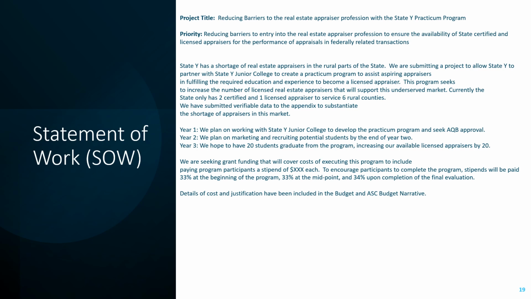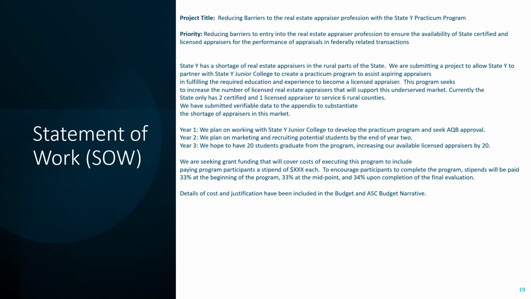I also explained that we are seeking the grant funds to cover all the costs of executing this grant program, to include stipends to each of the students. I also state, in order to encourage participants to complete the program, stipends will be paid in parts: 33% at the beginning of the program, 33% at the midpoint of the program, and 34% upon the completion of the final evaluation. I also state the details of cost and justification have been included in the budget and the budget narrative.